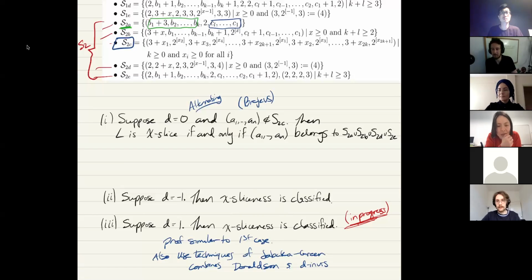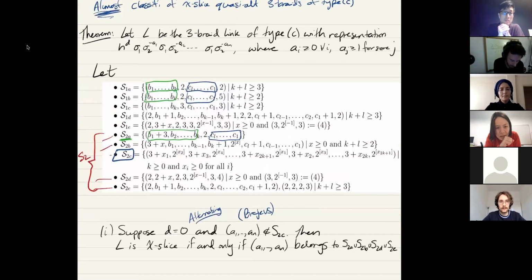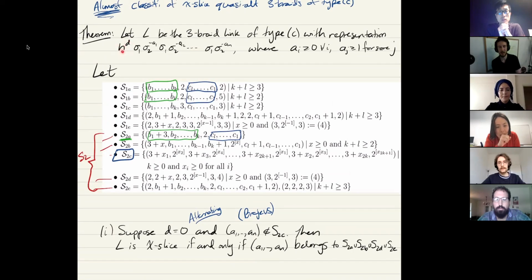Sorry, I forgot. Can you say again what D represents? D is the number of full twists that you put in the 3 braid. I see. So it's just the exponent of this guy. Yeah. So you have all this. Can I see a picture? Can I see the 3 braid length picture again?